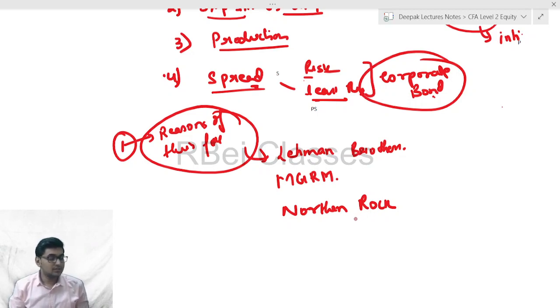Also it is divided that which companies failed because of the management, which companies failed because of the model risk, clear, which companies failed because of the interest rate risk or liquidity risk. That is also very important to remember, clear. The companies which failed because of rogue trading, which are those companies.